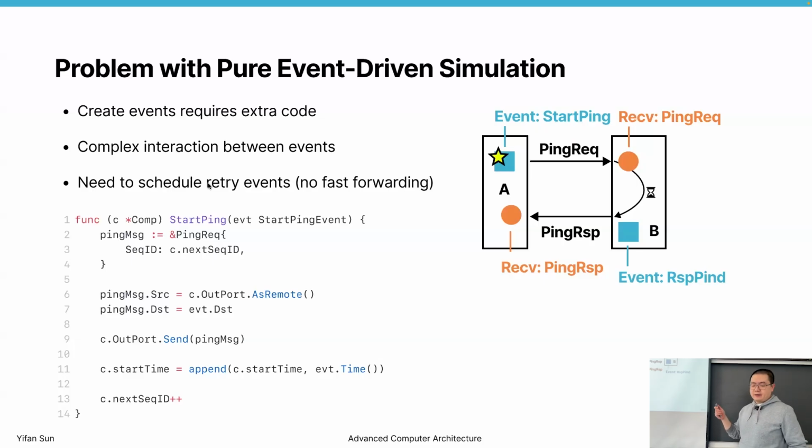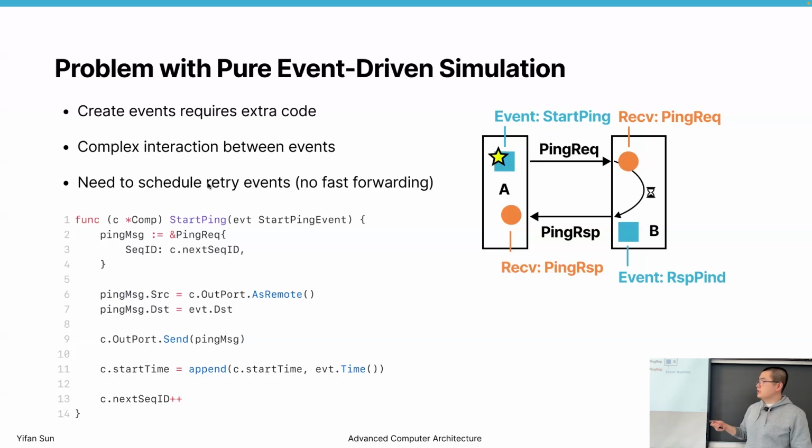It may require you to create extra events. You need to create every different type of event for different types of actions that you want a component to take. Then it requires you to think in a non-intuitive way, and it's really hard to reason about the process. Especially when you have many different events, these events can happen at the same time, and how they interact is a problem. So it's still very hard to get it correct.